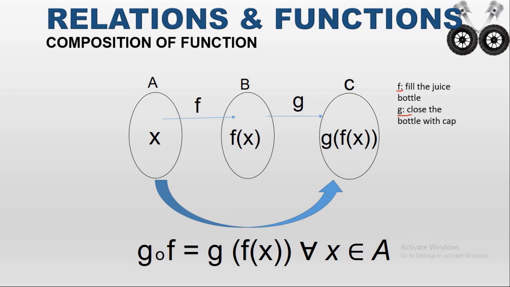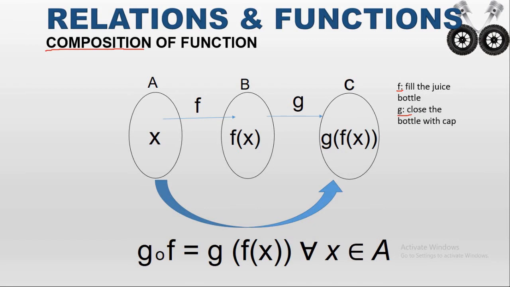Whenever the first function is completed, the second function is started. So it is a chain reaction. Once one action is completed, the next action is started. So the composition of functions is said to be a chain reaction of functions.